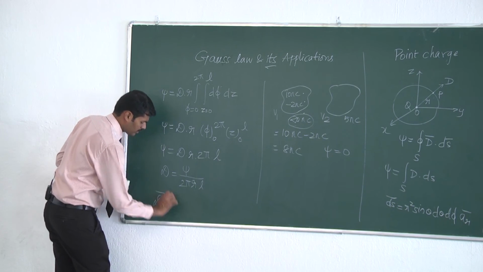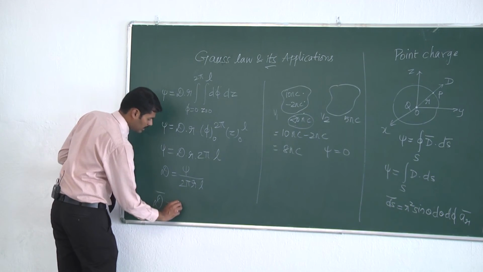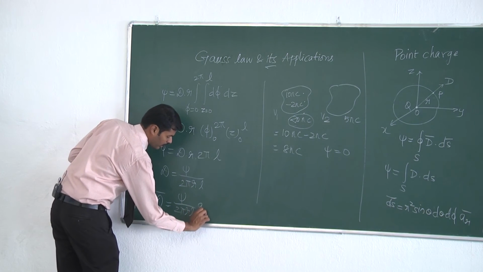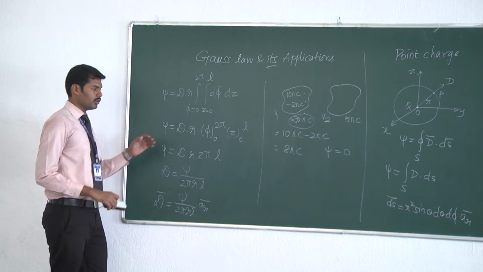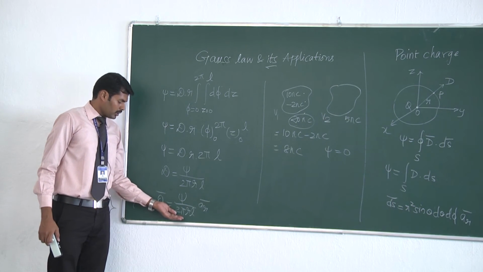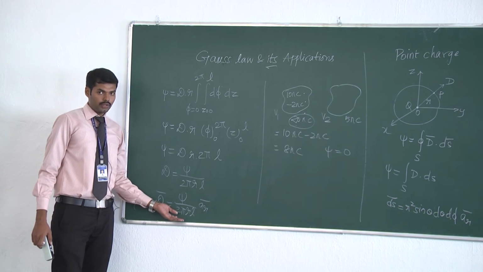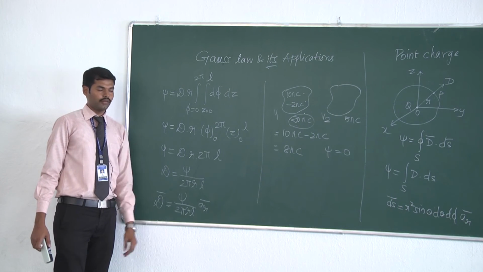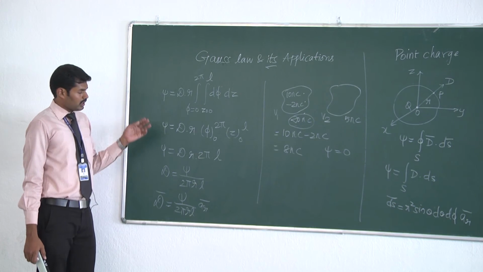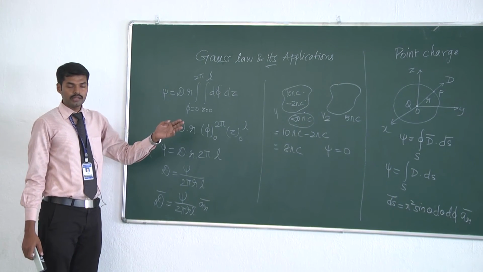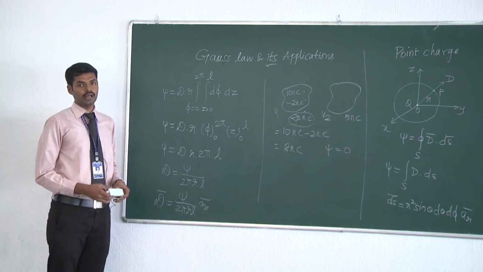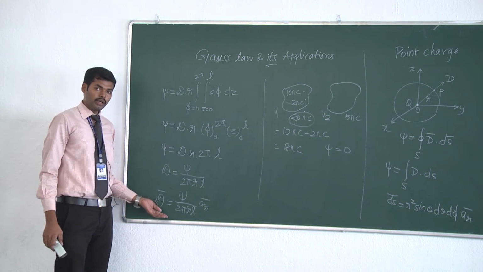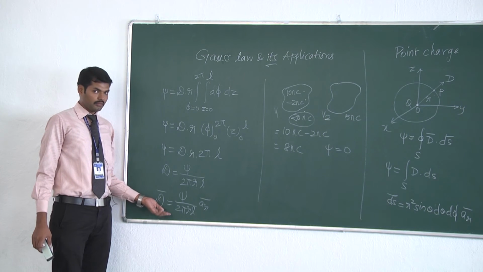So writing this electric flux density in the vector form, D vector is equal to psi divided by 2 pi r L into ar vector. So as I have told earlier, psi by 2 pi r L indicates the magnitude of the electric flux density and ar indicates the direction of our electric flux density. So here also our electric flux density is normal to the Gaussian surface, which here is a cylindrical surface. So this is our equation that is obtained from the Gauss law.